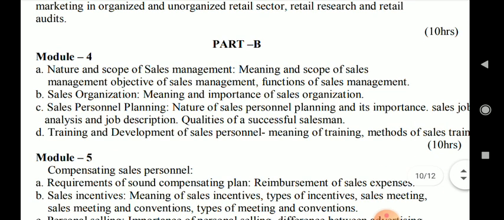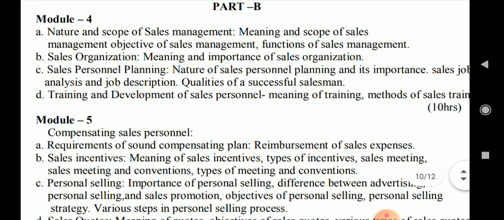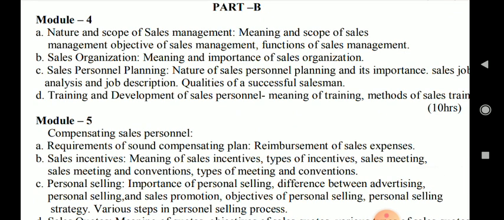Part B, which is of sales management, is very vast. They have added a lot of things.